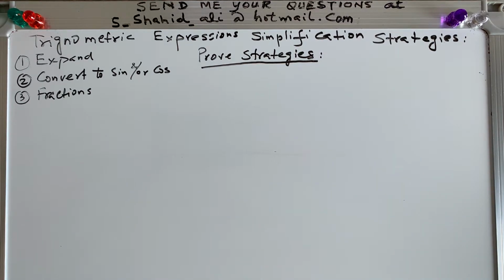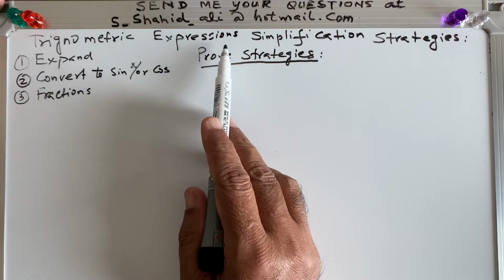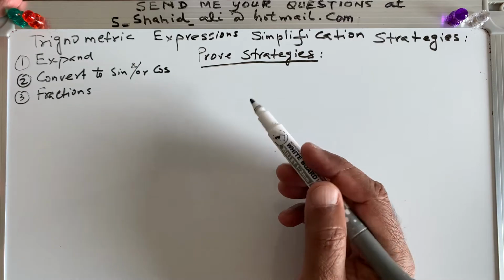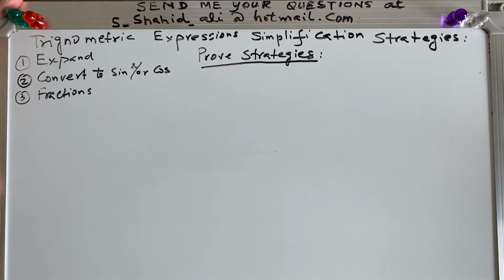We will be continuing our topic, trigonometric expressions and trigonometric identities, right? In this lecture: trigonometric expression simplification strategies. We have some types of trigonometric expressions where we have to use expansion. Expand means we really multiply them. If we have two brackets, we have to multiply them to get to the result, and then convert it to sine or cos, because we have some identities which are proven, and we make use of those identities.